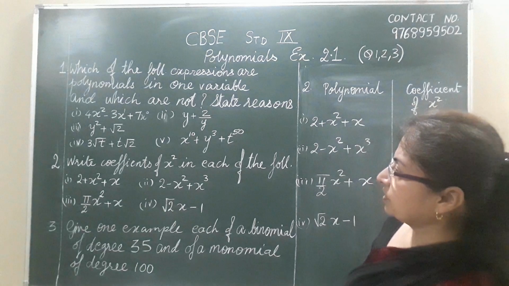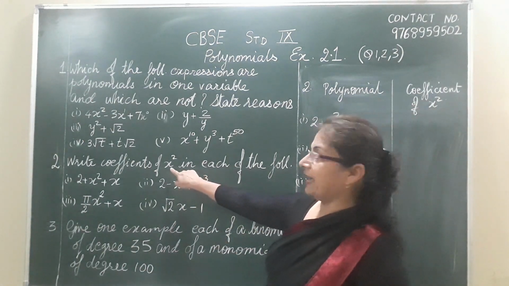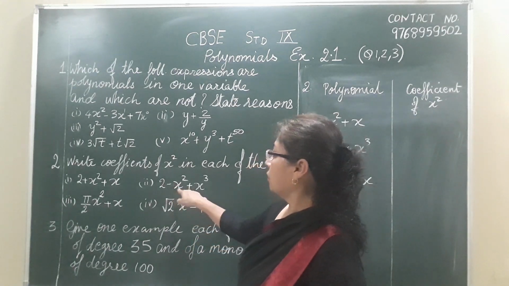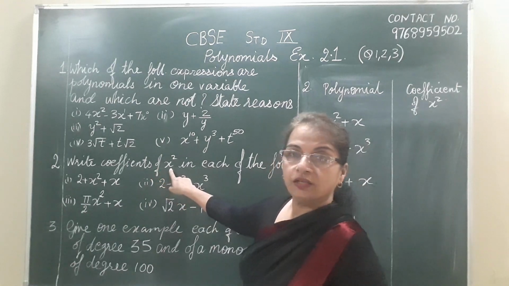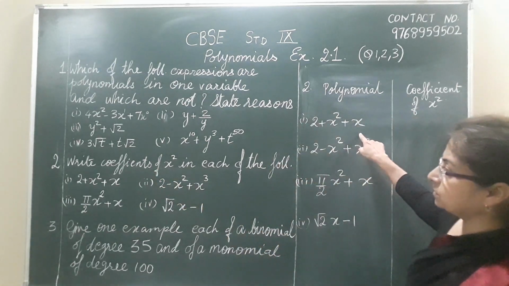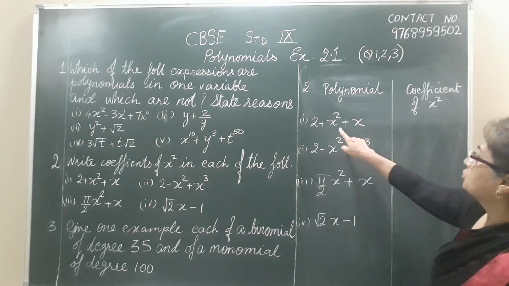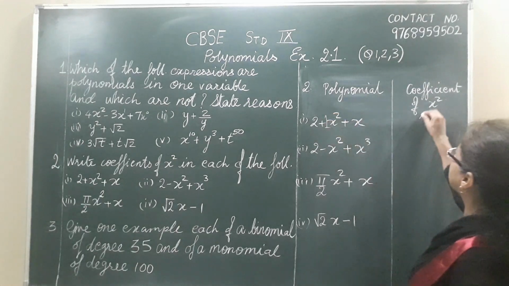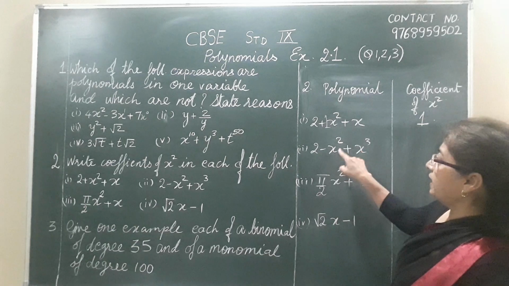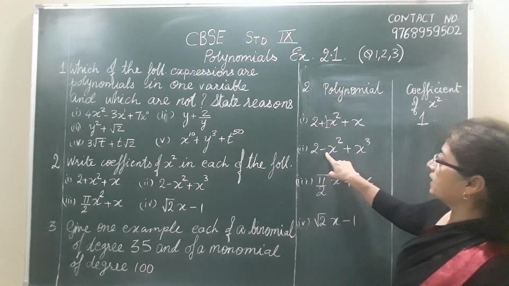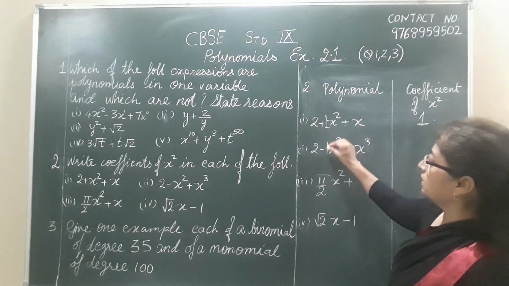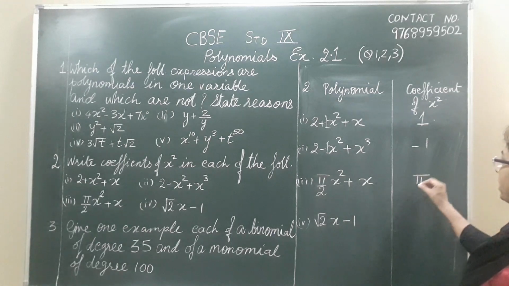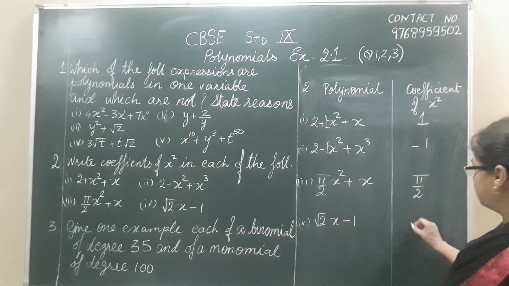Come to question number 2. Here they are asking you to write the coefficient of x square. Coefficient is a number which is attached in front of the variable. So here they are asking to write the coefficient only of x square. In the first question it is 2 plus x square plus x. So what is the number in front of x square? No number, so it means there is 1. So the coefficient is 1. In the next sum, x square is over here and the sign attached is minus, and since a number is not there, you will understand it is minus 1. Here the coefficient of x square is pi upon 2, and here the coefficient is root 2.